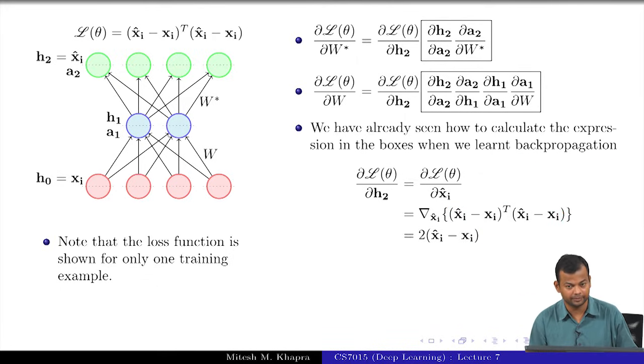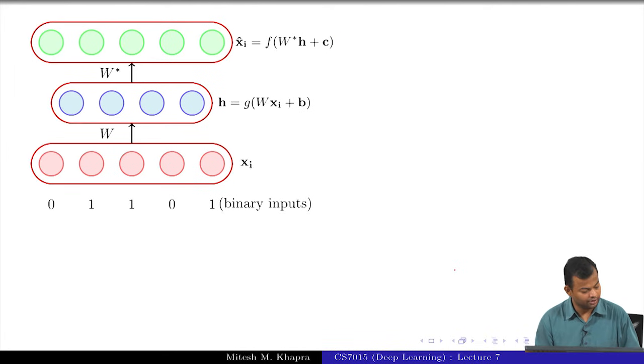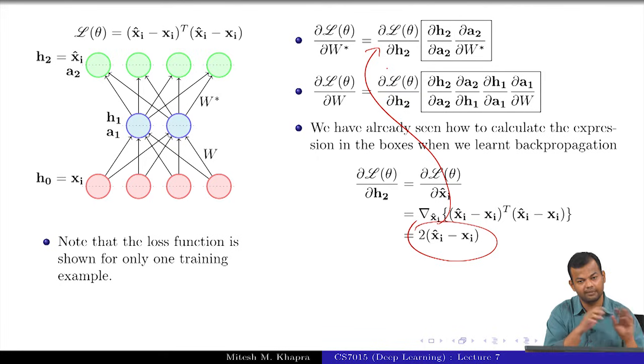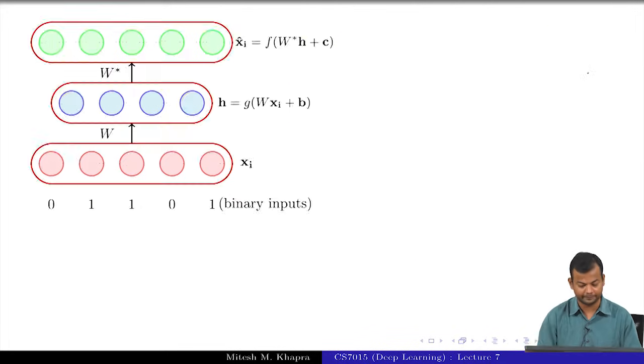We have done similar stuff in the past, so you can easily work this out. This will turn out to be the following vector, which is 2 times (xi hat minus xi), right. So this is very simple. I have just computed this, and all I need to do is go back and change my backpropagation code, changing this derivative of the loss function with respect to the output layer, and the rest of the code I can just reuse as it is, okay. So now we have both of these ready, okay.